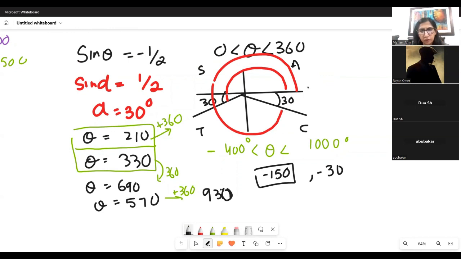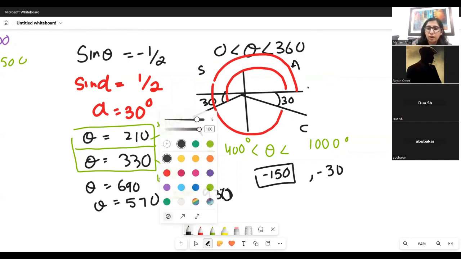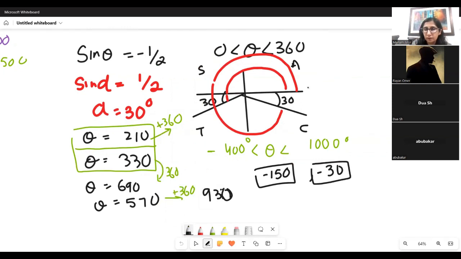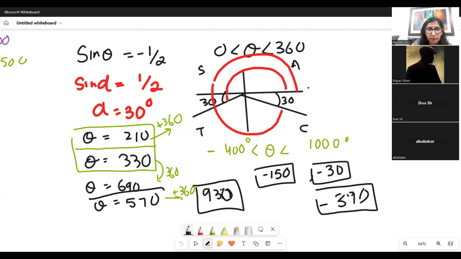210 plus 360 was 570, and 570 plus 360 was 930. In 690 we can't add 360 because that goes beyond 1000. Achha, negative koi aur value possible hai? Negative 30, subtract again. So that gives us minus 390. Yeah. So how many answers did we get? 1, 2, 3, 4, 5, 6, 7, and 8. We got 8 answers within the domain. Okay. Alright. Let's do another one.